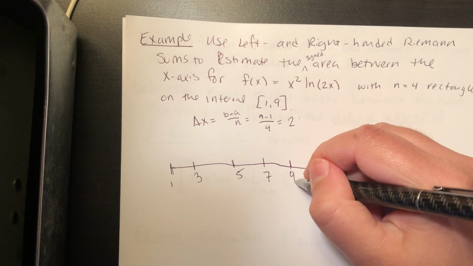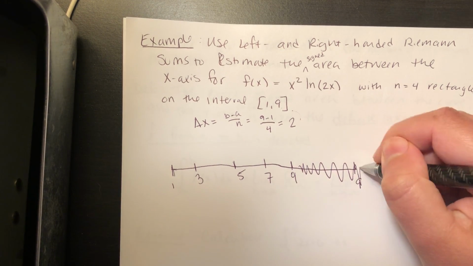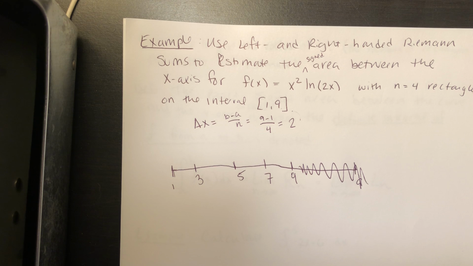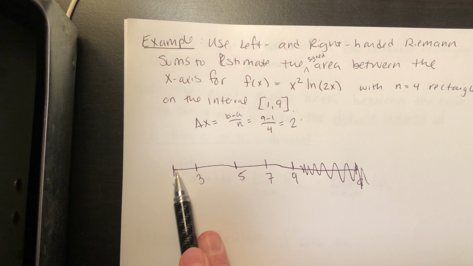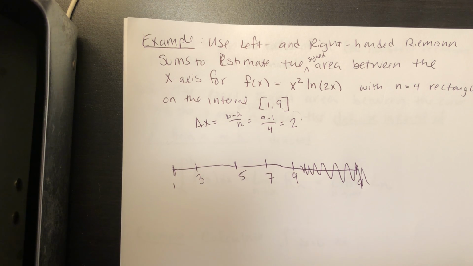If I add 2 again, I'll get up to 9, and forget about the rest of this. I just broke it up really poorly. Sorry about that. All right, but you can see that this would really give us 1, 2, 3, 4 subintervals, all of which have a length of 2. If you drew it correctly, it would look a little more even, a little more uniform.